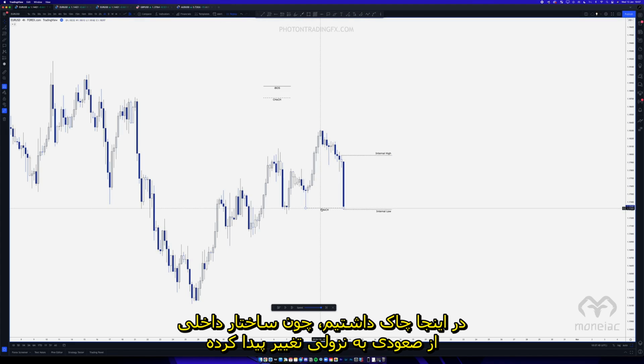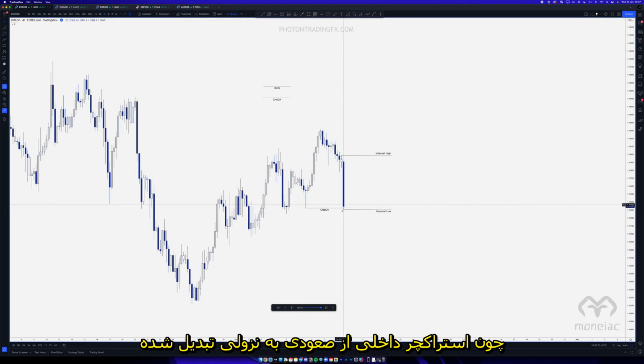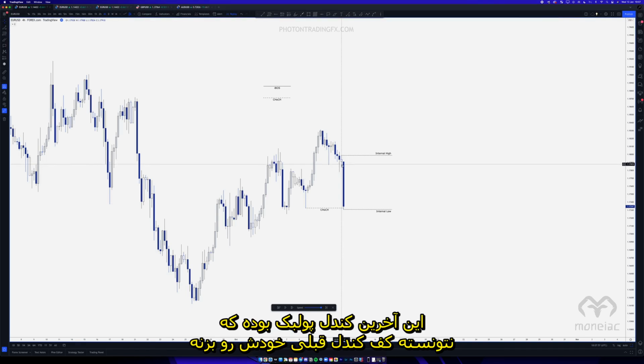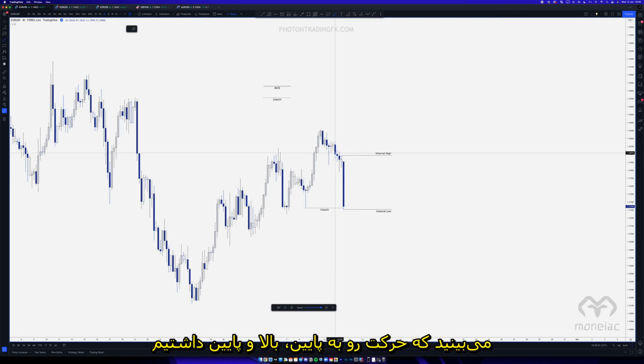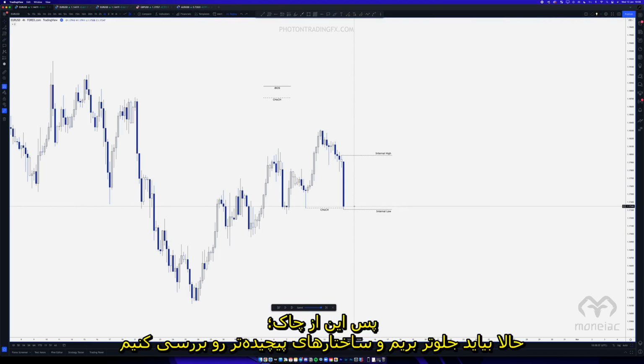We've just had a change of character because the internal structure has switched from bullish internal structure. We've now taken out that low with the wick, which is all we need. That gives us a change of character because the internal structure has now switched from bullish to bearish. Our internal high then becomes the nearest high. This was the last candle that pulled back and failed to break the prior candle's low. You can see we had a down movement, an up movement, and then a down movement. So that's our last high. Okay, cool, that's our change of character.